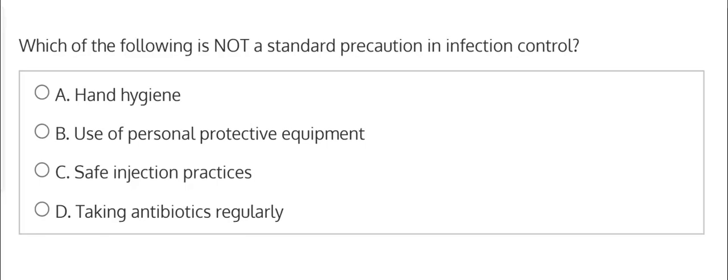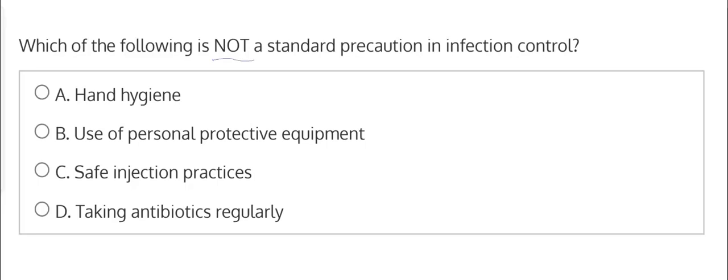Which of the following is not a standard precaution in infection control? So we're looking for which is not true. Therefore, we want to eliminate any choices which are standard precautions for infection control. And let's see if there's any that we could eliminate right away.